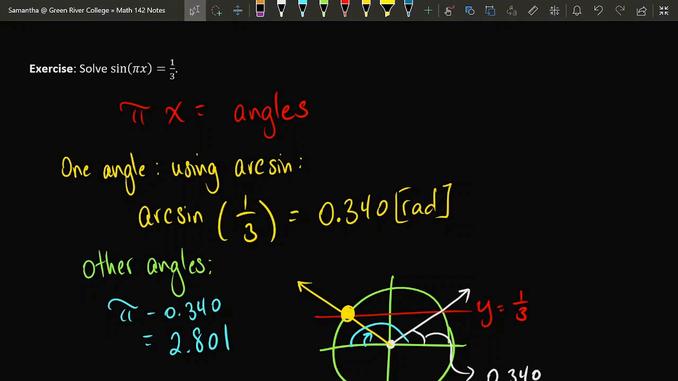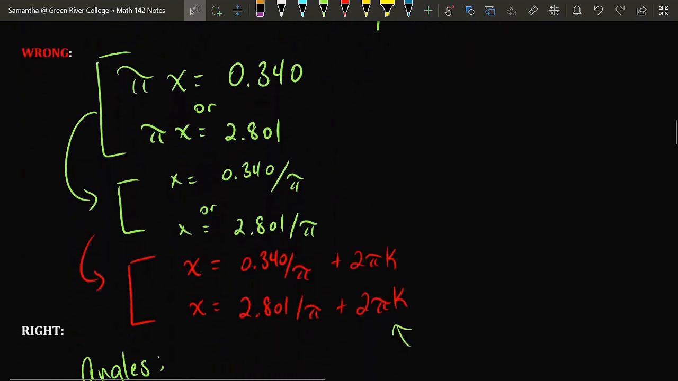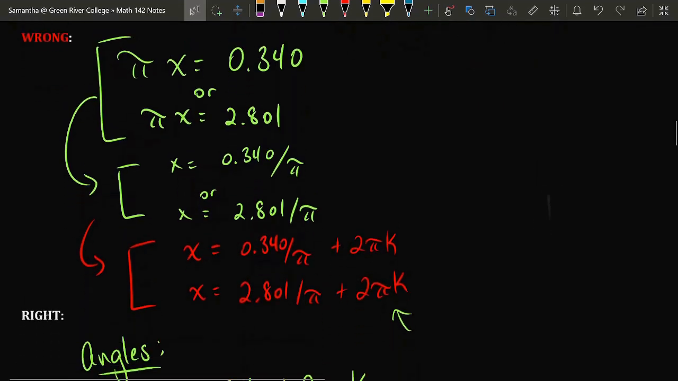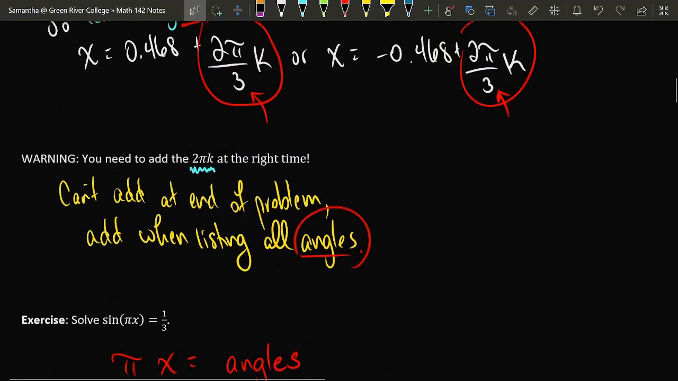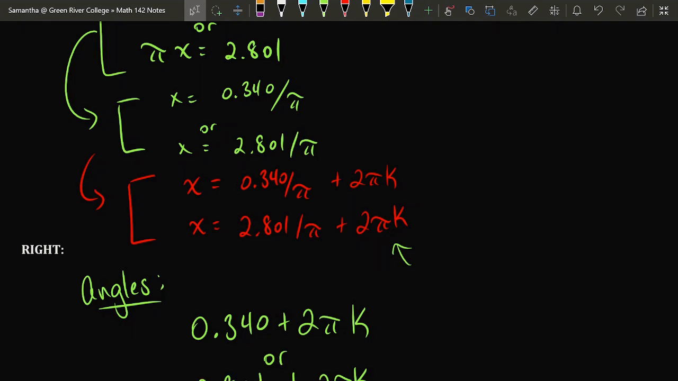You start by finding the angles at which sine or cosine outputs the desired value, and writing all of those down, including the 2 pi k. Then use the fact that the angles are equal to the input of sine, the angles are equal to the input of cosine, and then solve for x.